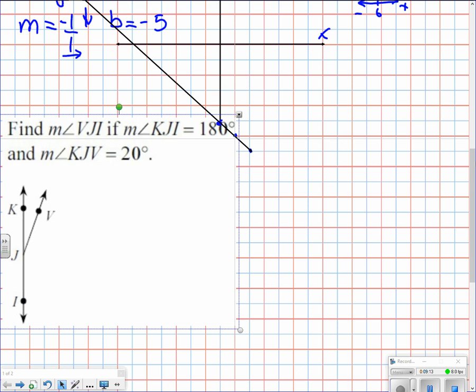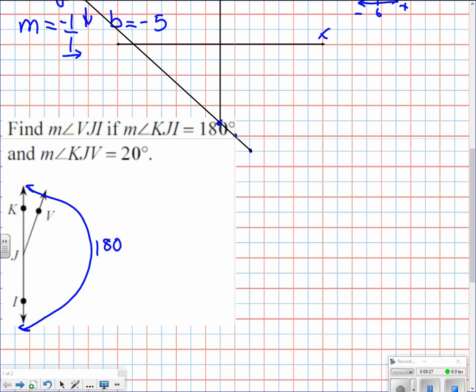Okay, so I'm gonna do this. KJI from here to here, the whole thing will be 180 degrees. That's this right here. And measurement of KJB is 20. So this right here will be 20. And the question is BJI, find measurement of angle BJI.